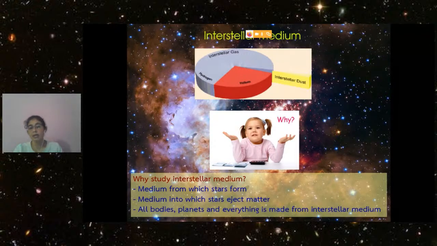Now coming back, what is the third reason? All bodies, planets, everything is made from interstellar medium. Now you may wonder whether Earth is made up of interstellar medium. It is formed from matter from which the star, the sun, and other planets formed. So it is all from interstellar medium. We are also from that, right?